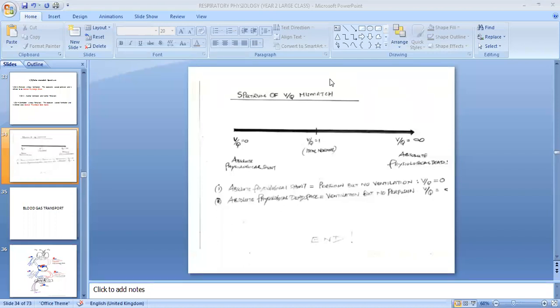0.8 is an average, Yama. Yes, it is an average. Strictly speaking, the VQ ratio at the apex cannot be 0, because remember, at a given time, I had said there's an area with no blood flow. There are instances where you find there's no blood flow at all in the apex, and therefore the VQ ratio at that point in time becomes infinity.